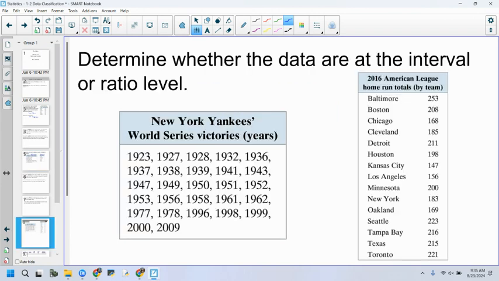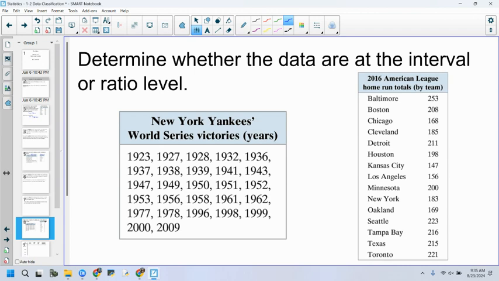Okay. Take a look here. Examples of interval and ratio. Determine whether the data are at the interval or ratio level. So let's take a look at the left side here. Now, we would all agree that these are not nominal or ordinal because now I've moved down. I have quantitative data now. These are numbers. These are actual values, right?